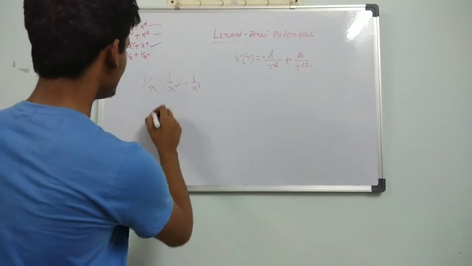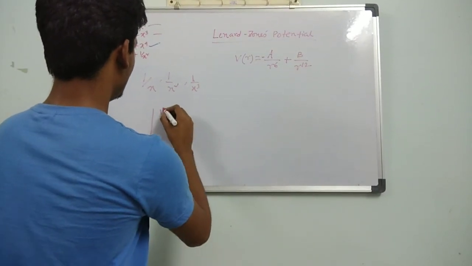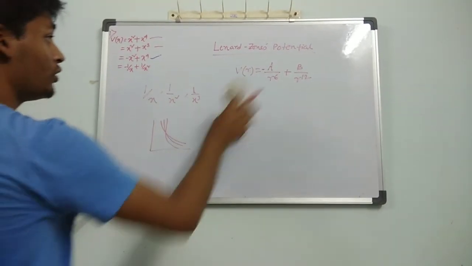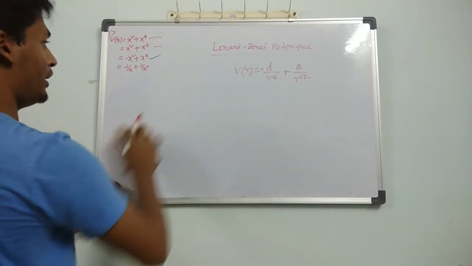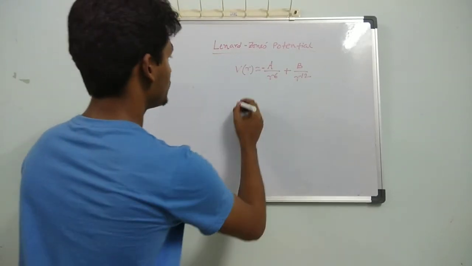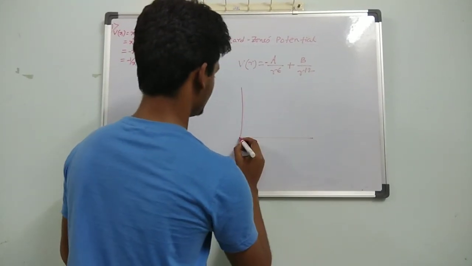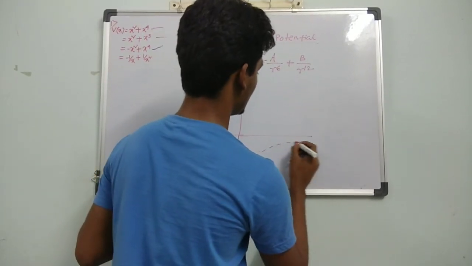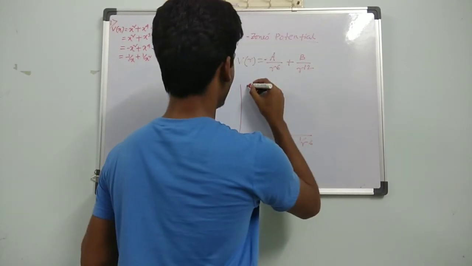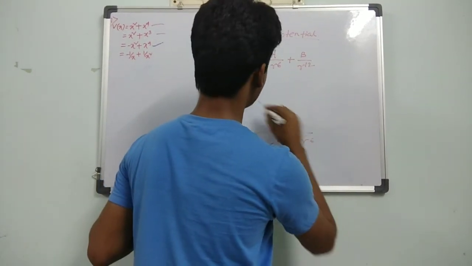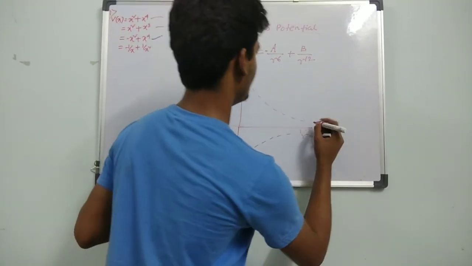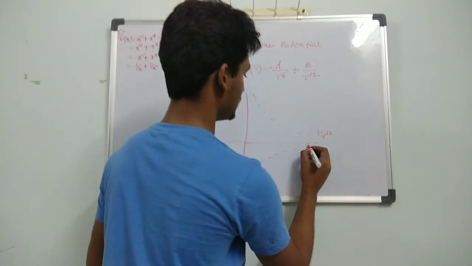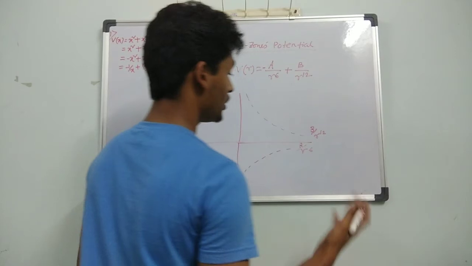Like this is 1 by x, this is my 1 by x cube, this is x square, x cube, like this. So all of these functions, 1 by x to the power n functions, are similar. So now if I want to draw this plot, I already told you this will be my 1 by r to the power 6, and that will be that 1. I'm just taking dotted because this is not my final curve. This is required to draw my plot. I'm not taking a and b also, because these are constants and will not matter.